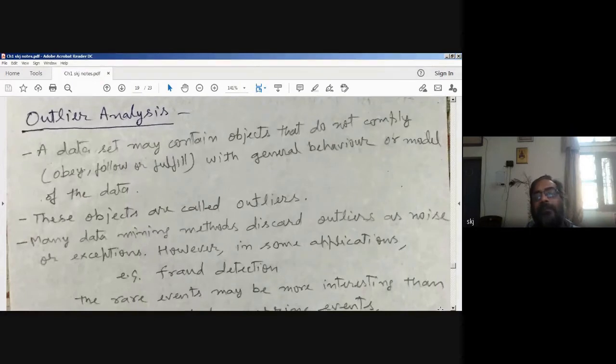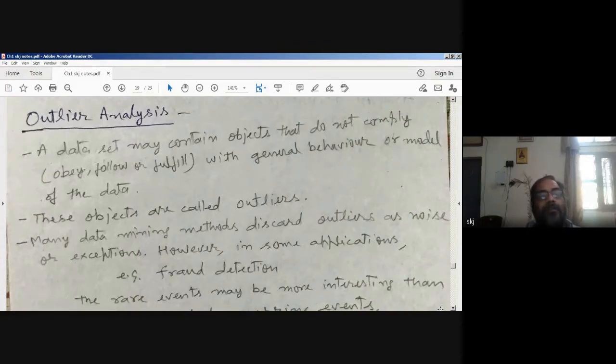Many data mining methods discard outliers as noise. When we study, we see these objects are not able to be included in any class. So they may think they are not important, and they should be ignored. Otherwise, it is difficult to continue the study. So those kinds of objects, one can say, are noise, unwanted things. But in reality, it is not like that.